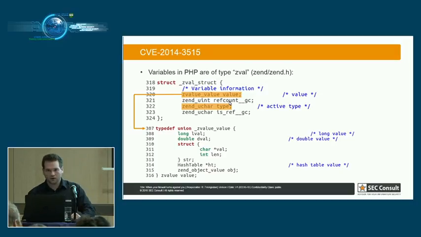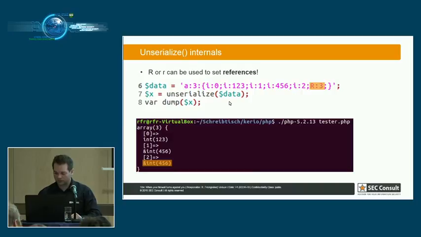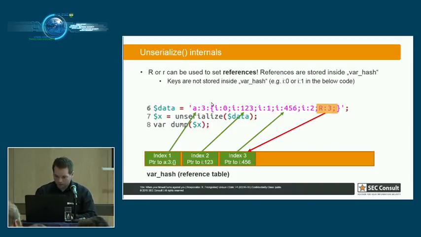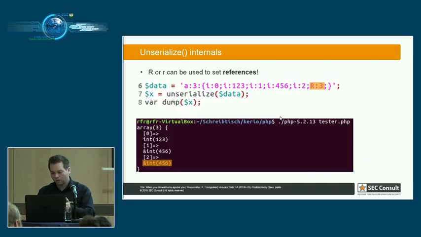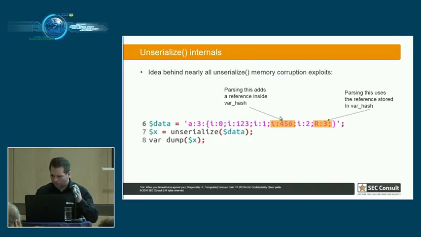And the main problem with all PHP unserialize vulnerabilities is that here this reference table adds a reference. So here we have a reference to this integer here. But the problem is that this reference is not counted. That means you're not increasing the reference count. And this is why all these vulnerabilities are working. It's always the same idea.